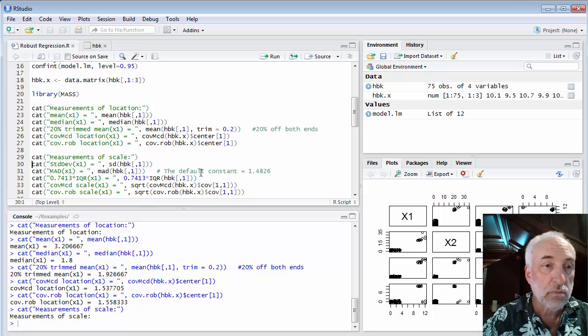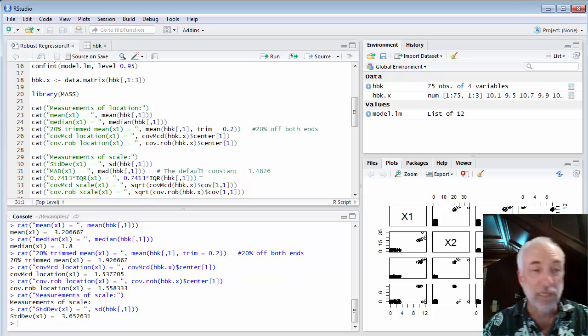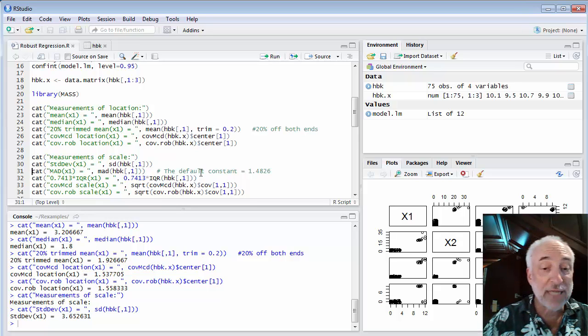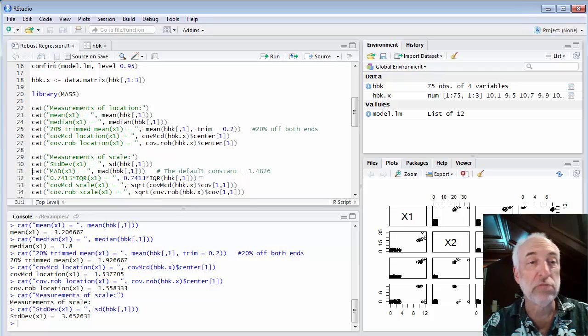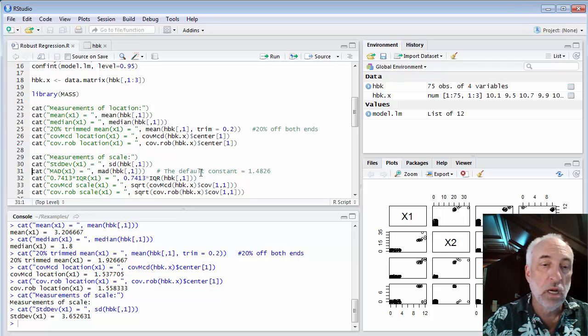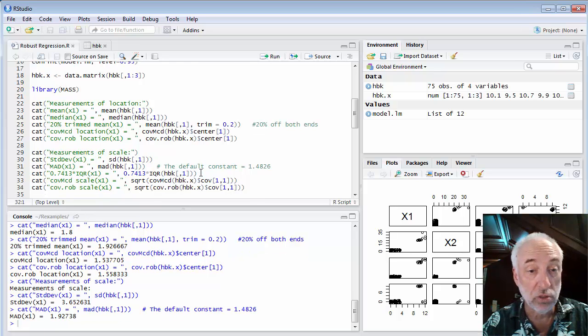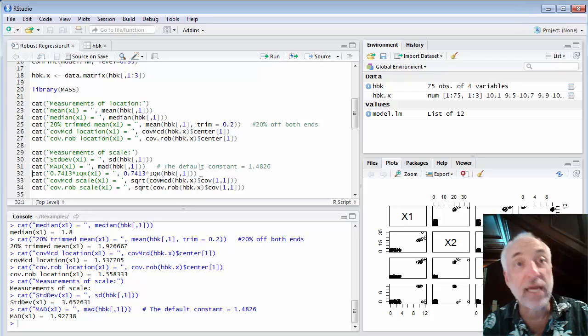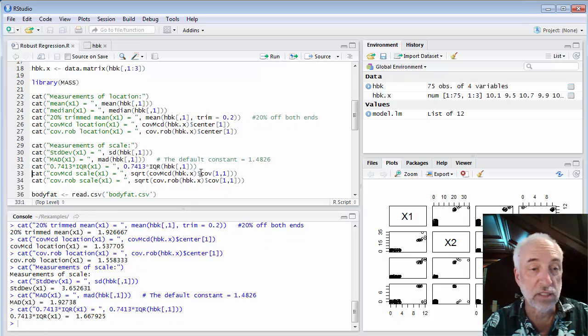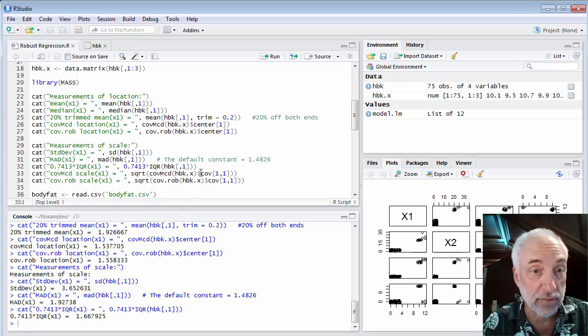Measurements of scale. Obviously, we have the standard deviation as our normal measure of spread or scale in the data. Here I see 3.65 as my value. If I use the MAD, median absolute deviation, the number I get is 1.92. So it's quite a bit different. Likewise, I can use this multiple of the IQR. 0.7413 times the IQR gives us a number which, if I had a normal distribution, would produce the same value as the standard deviation. That's what the constant is from. And you see I get an IQR-based measurement of scale of 1.67.